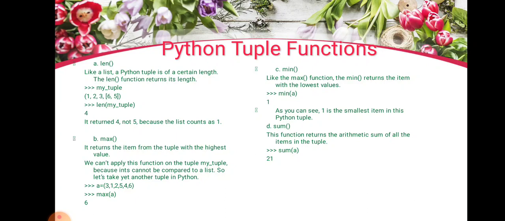Now the sum function. The function returns the arithmetic sum of all the items in the tuple. If you give sum of a, it counts all the values and returns the total value of the tuple elements. So 3 plus 1 plus 2 plus 5 plus 4 plus 6, totally 21. So the total sum value will be displayed here. Okay, this is the use of the sum function.